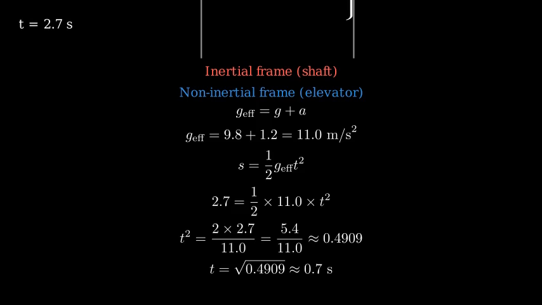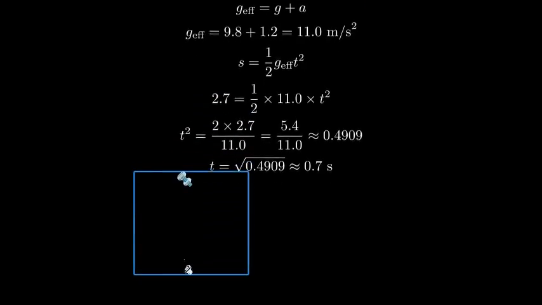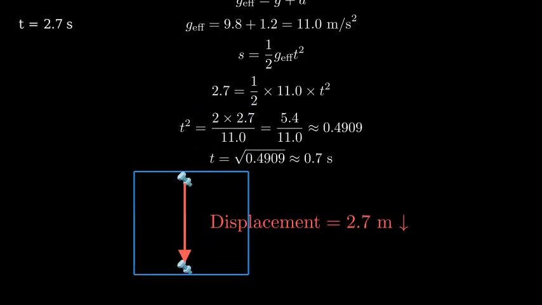For part B, we need to find the displacement and distance covered by the bolt during free fall in the elevator frame. In the elevator's reference frame, the bolt simply falls from the ceiling to the floor. So the displacement is 2.7 meters downward, which is the height of the elevator. Since the bolt falls in a straight line, the distance covered is also 2.7 meters.